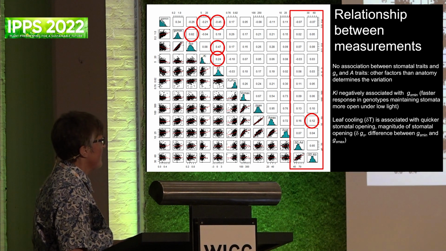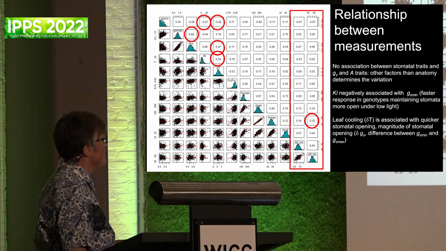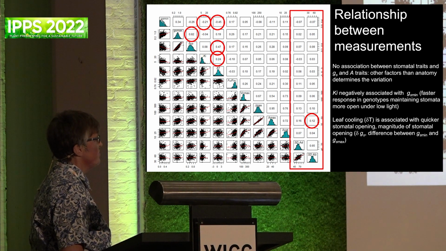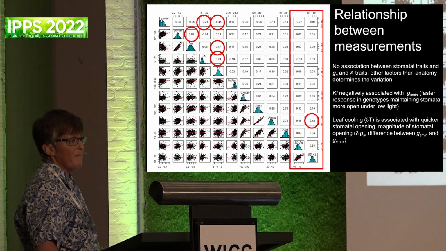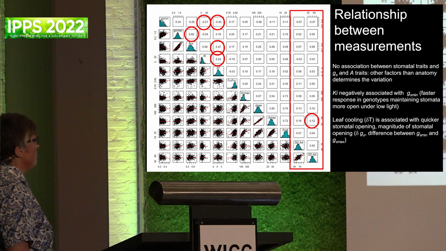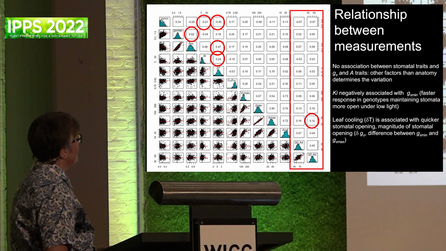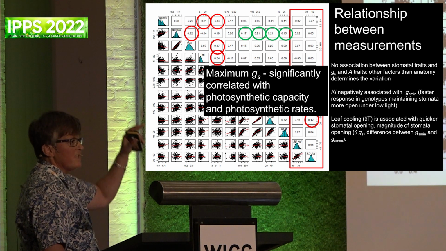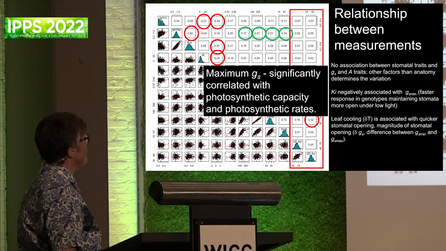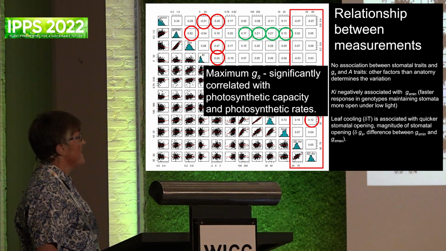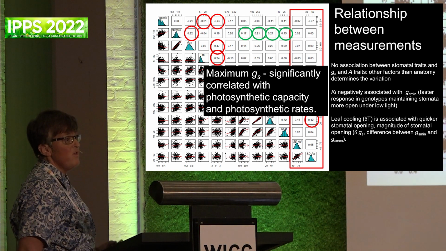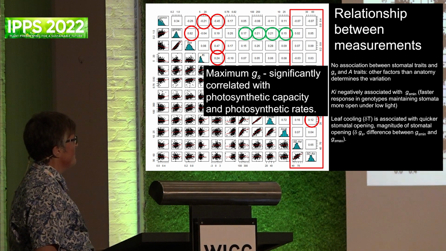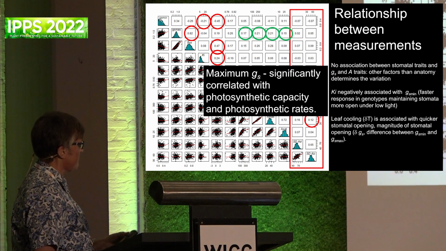And of course, as we expect, we also looked at some leaf cooling measurements, which I haven't talked about, but basically, of course, leaf cooling was associated with quicker stomatal opening and greater magnitude, which I think is not really surprising. But what was really interesting was that maximum stomatal conductance, that GS max at the end of it, the saturated rate, significantly correlated both with photosynthetic capacity and photosynthetic rates, really emphasizing the control that stomata have on those rates as well as the capacity measurements.